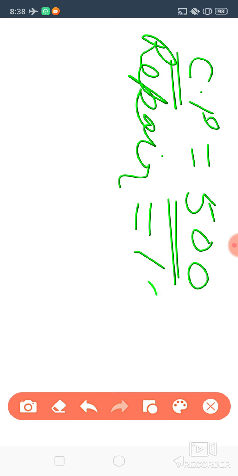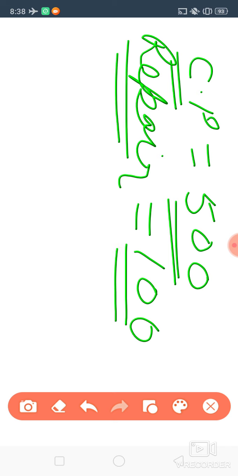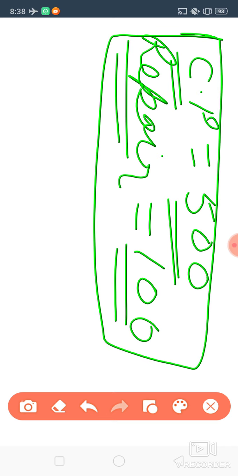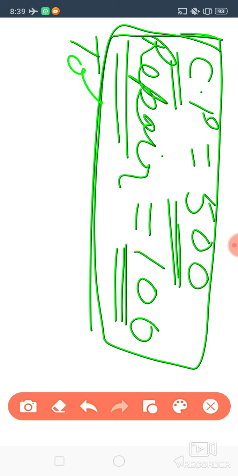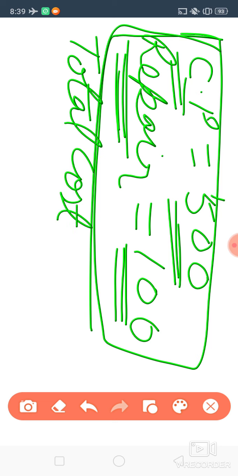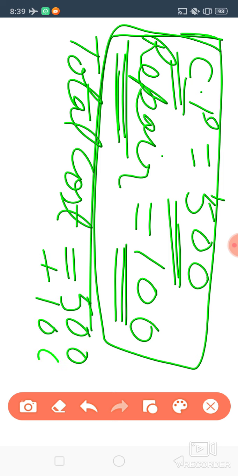100 rupees for repairing. How much? For repairing you are giving 100 rupees extra. Okay, so overall, what is your cost? Overall your cost is 500 plus 100, so total cost including buying and repairing. Total cost is 500 plus 100. So total cost how much are we getting? 600, isn't it? So total cost we are getting 600.